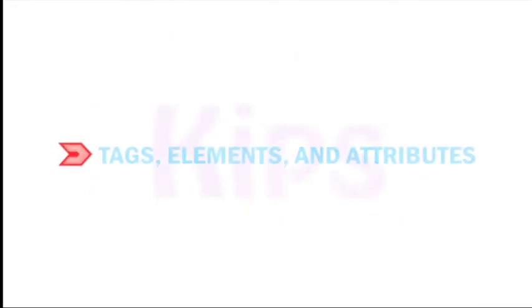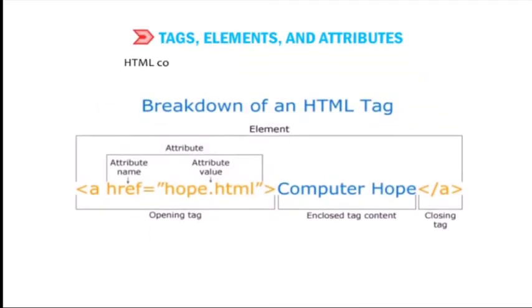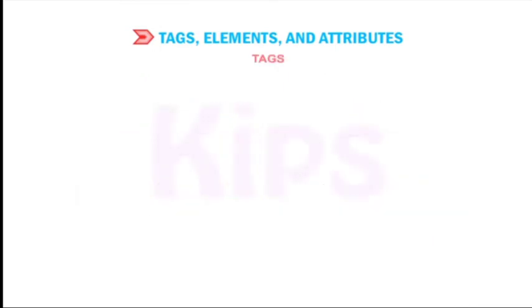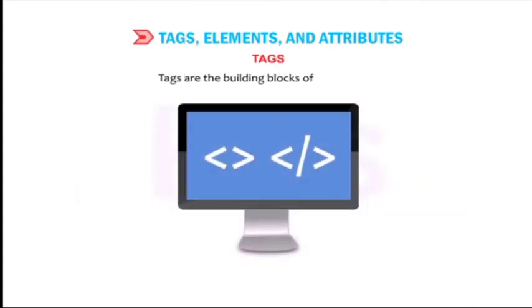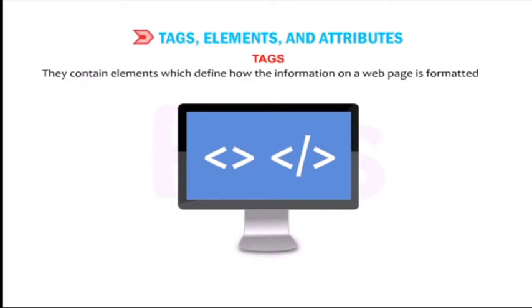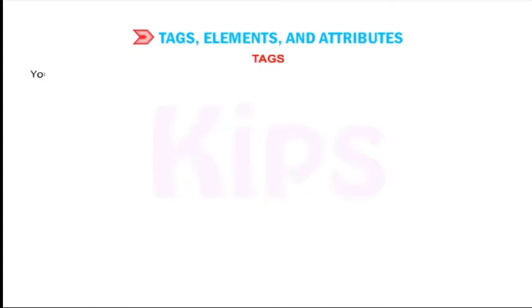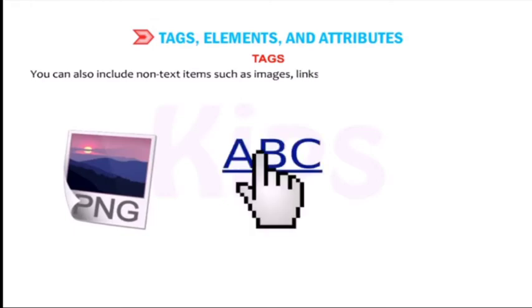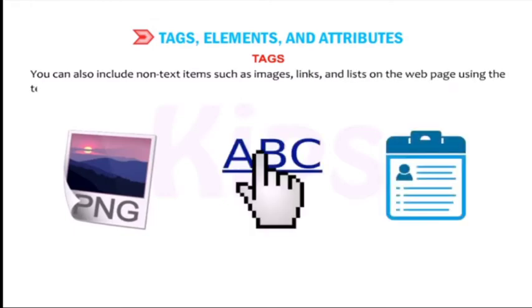Okay students, let's talk about tags, elements and attributes. HTML code is made up of elements, tags and attributes. Tags. Tags are the building blocks of a web page. They contain elements which define how the information on a web page is formatted or displayed. You can also include non-text items such as images, links, and lists on the web page using the tags.